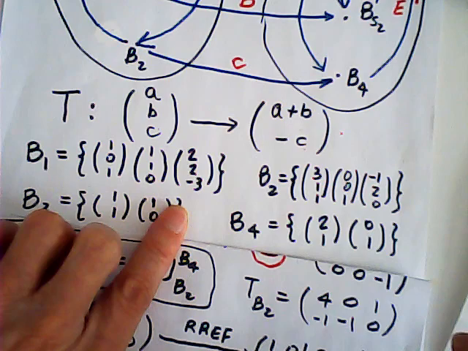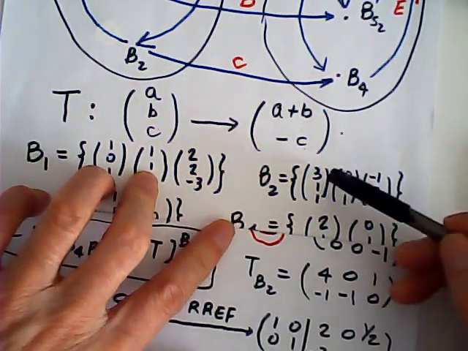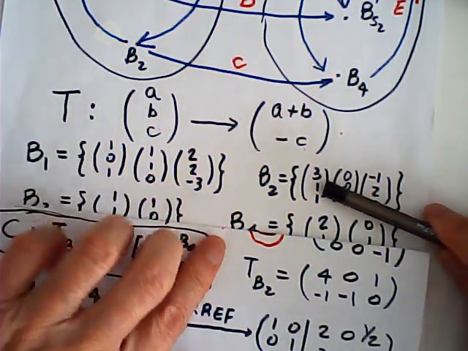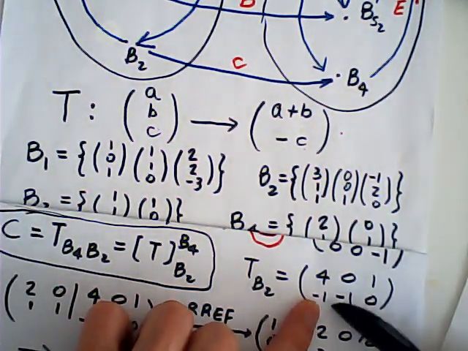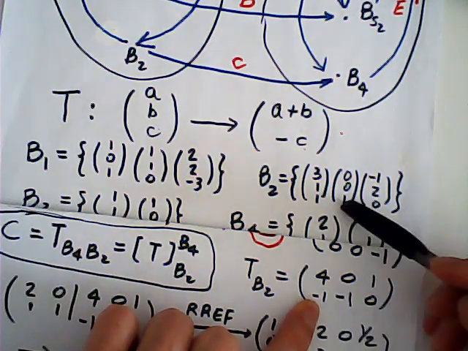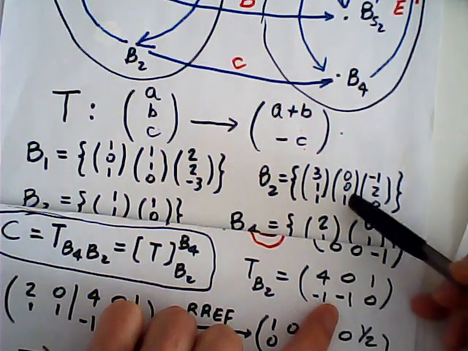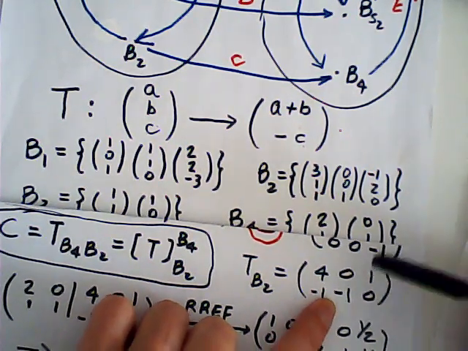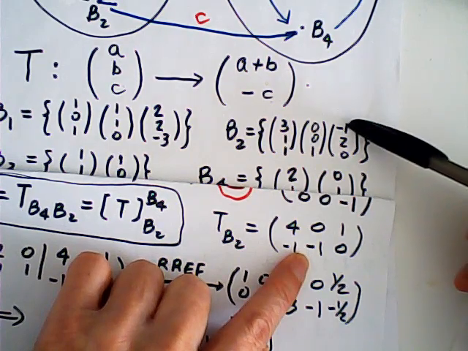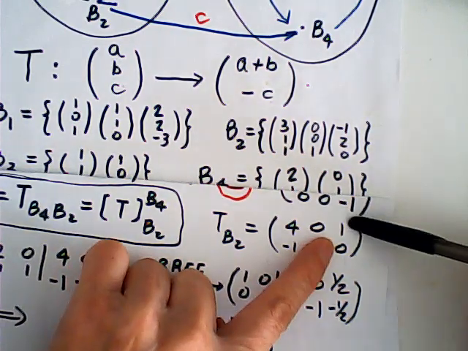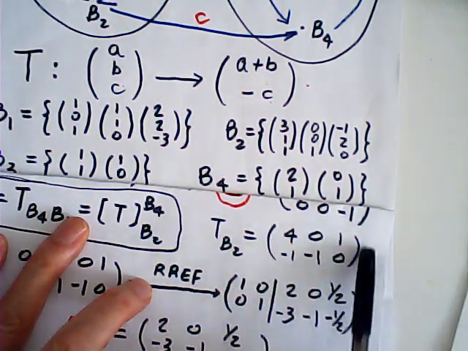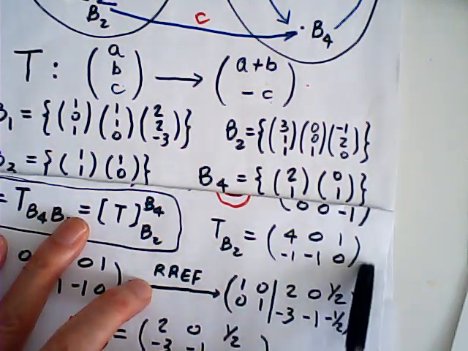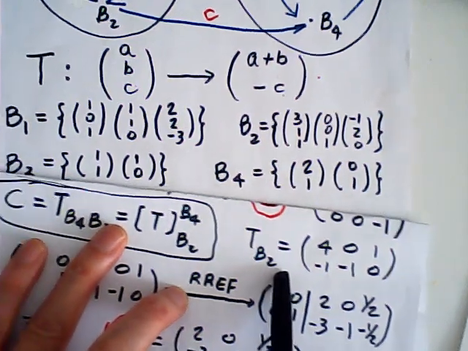According to the definition of transformation, so 3 plus 1 is 4. Negative 1 is negative 1 here, right? Second element, second vector, 0 plus 0 is 0. Negative 1 is negative 1. And negative 1 plus 2 is 1. Negative 0 is 0. So this is a matrix for transformation for basis 2.